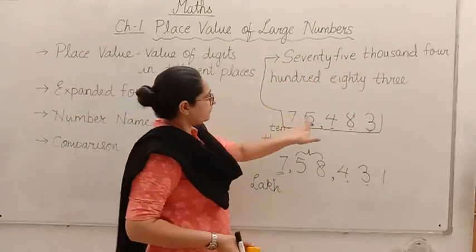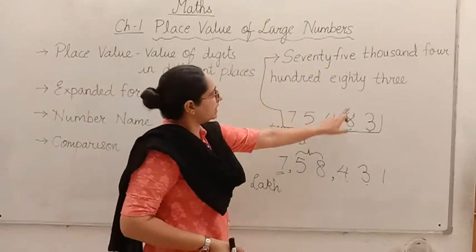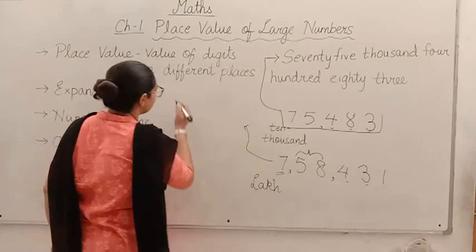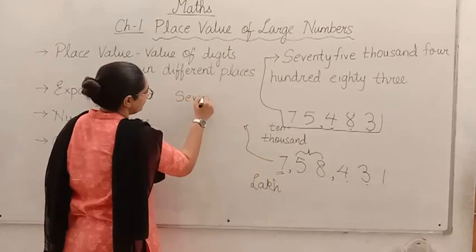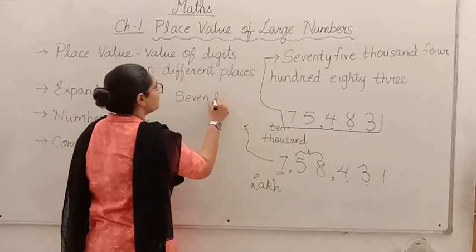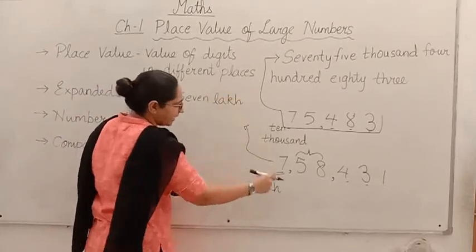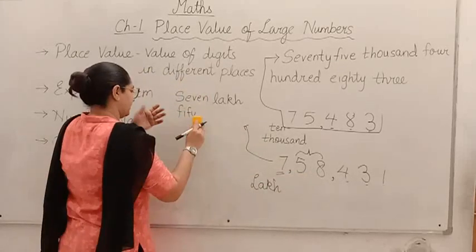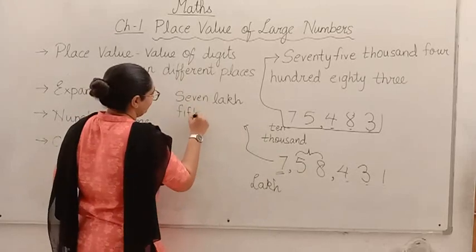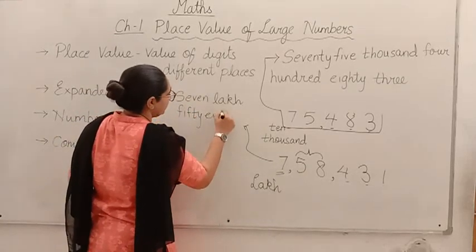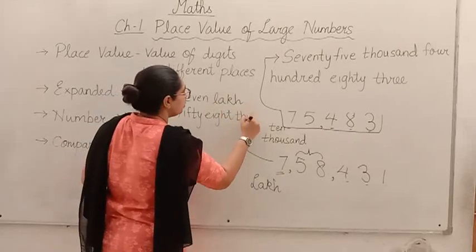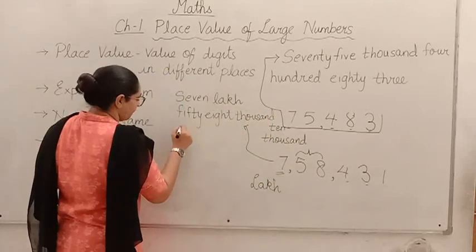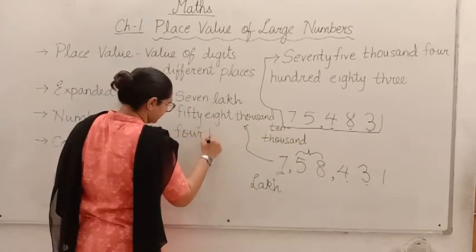Okay. Now for 7,58,431, you will have to write it as 7, since it is in lakh group, so 7 lakh. After that follows the thousand group, which is 58 here. 58. But which group? Thousand. So don't forget, 58,000. Rest all the same. 431.